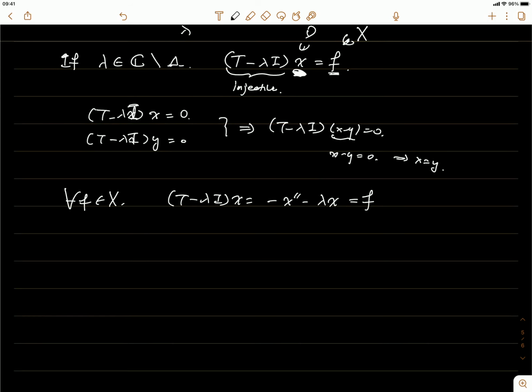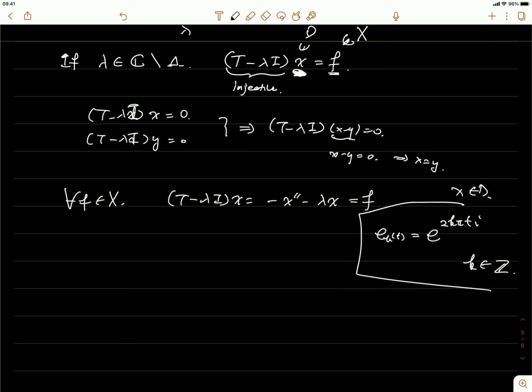The reason is if you require x to satisfy the boundary condition in D, then let's say we apply the Fourier transform on both sides. The Fourier transform means that you have a basis like this, e_k(t) defined as e to the 2kπti, and k is all the integers. So this is the Fourier basis.